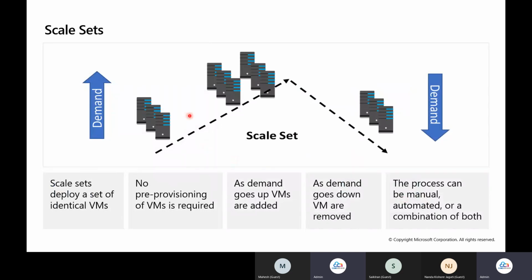There's something called a virtual machine scale set, VMSS, that will create a bunch of VMs, multiple VMs at a time. A scale set deploys a set of identical VMs, and no pre-provisioning of VMs is required. You don't have to do any pre-provisioning; they will be ready directly. As demand goes up, these VMs can be added. As demand goes down, they can be removed. Either this addition or removal of VMs can be manual, or it can be automated, or a combination of both. All these three things are possible.